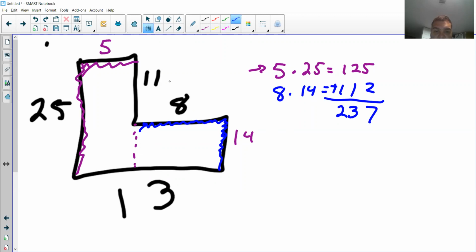And remember how I get these numbers, like 5 over here. If this is 13, then 13 minus 8 should be what's left over, which is 5. And if this whole thing is 25, 25 minus 11 should be 14. I'm going to stop recording.